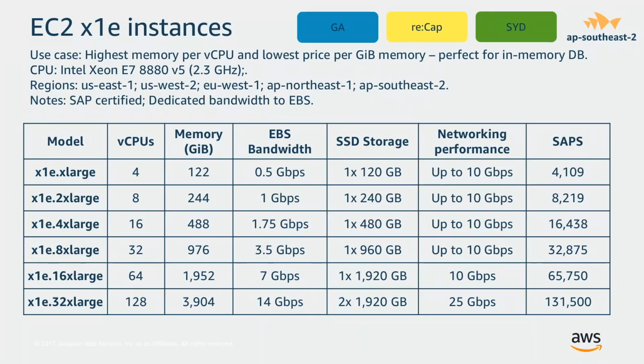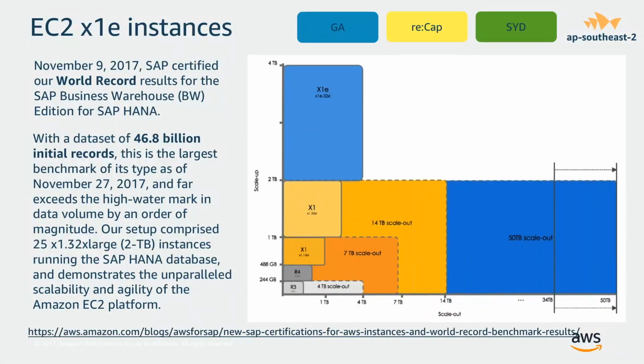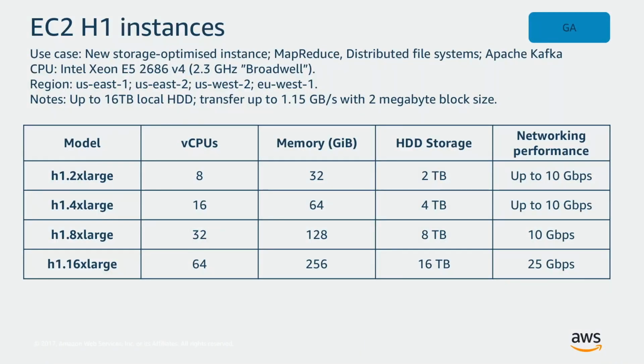We also released X1E instances in Sydney. So essentially, they give you the highest amount of memory per vCPU, which is perfect for your memory-hungry applications, like in-memory databases. So the big call out here, we actually did some testing with SAP with those instances. And what we've done, we created a world's largest scale-out cluster with 50 terabytes of RAM, which is amazing. That's really a lot of RAM here, which set a world record for this type of scale-out cluster.